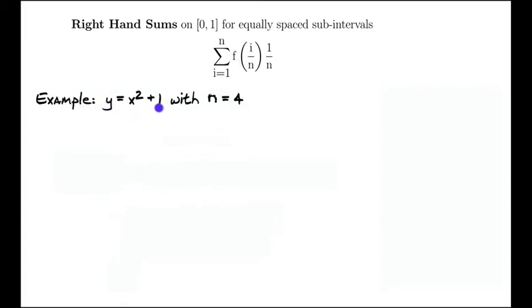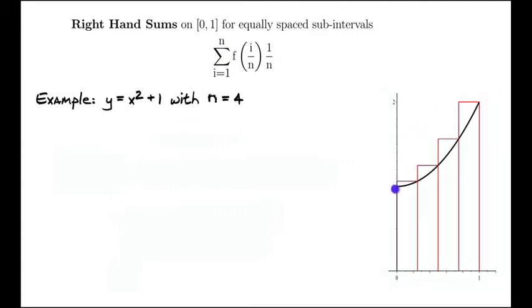Suppose we have y equals x squared plus 1 and n equals 4. That's going to correspond to a picture that looks like this. This is y equals x squared plus 1. We're looking at it on the interval 0, 1 because we're only going to look at a right-hand sum on 0, 1. And since n equals 4, we drew 4 boxes. And notice that each of the boxes has width 1/4. We took 1, we divided it into 4 pieces, so each of the widths was 1/4.